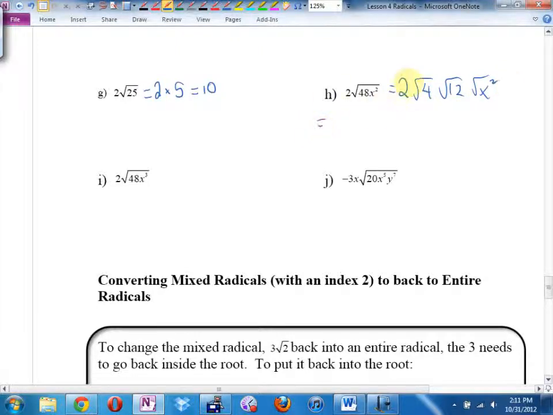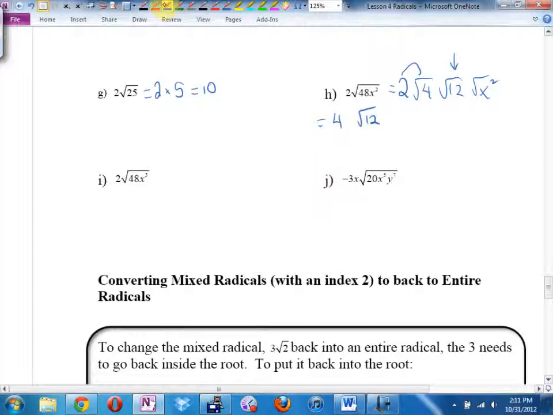This is going to be, what's 2 times the square root of 4? What is the square root of 4? Times the 2 in front is? What's the square root of x squared? And what do I have left in the middle here? Root 12? We're wrong. Yeah, write it down, but we're wrong.